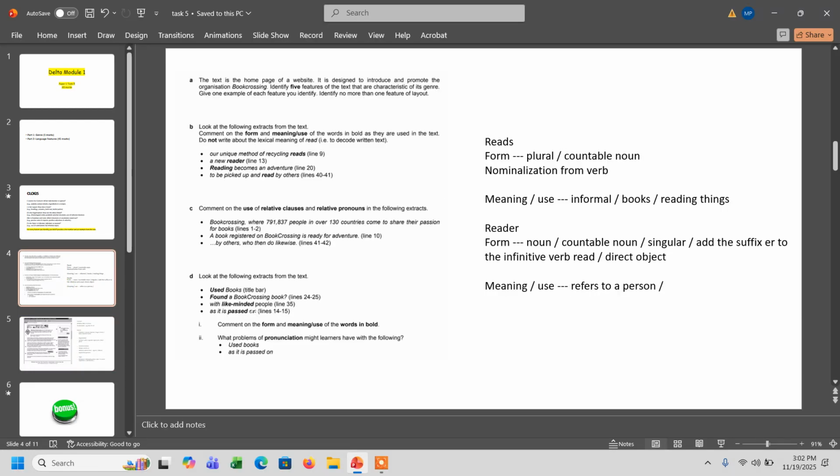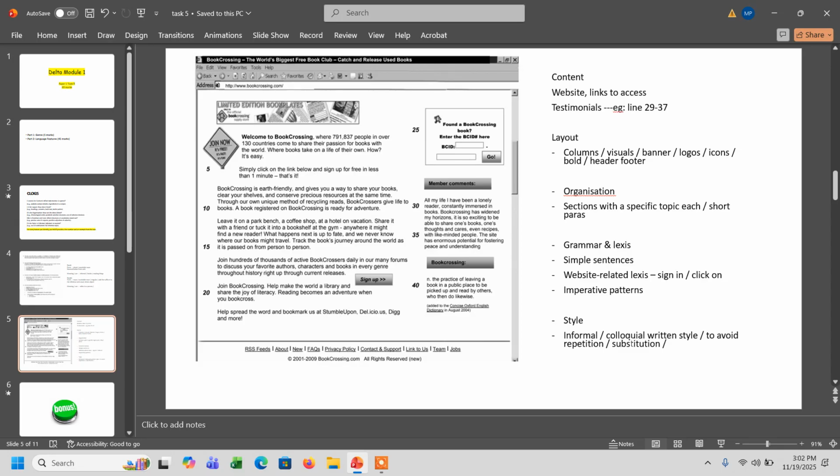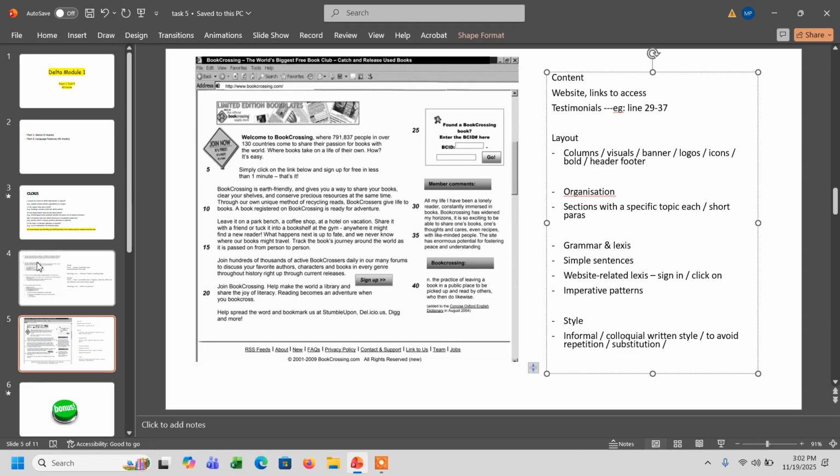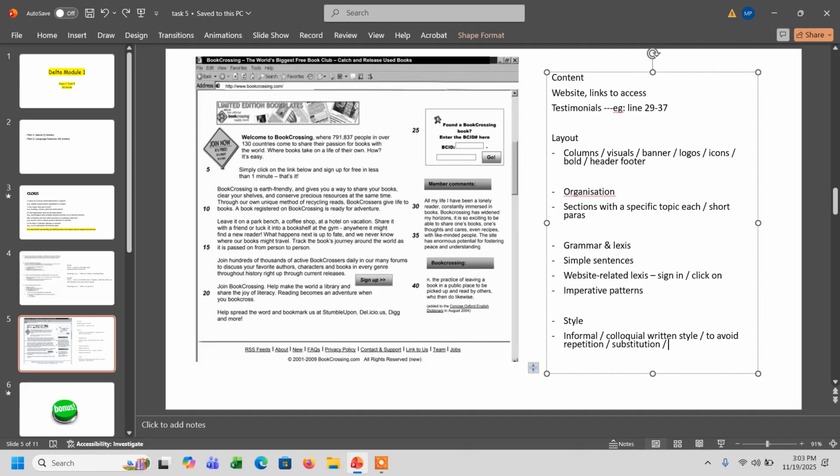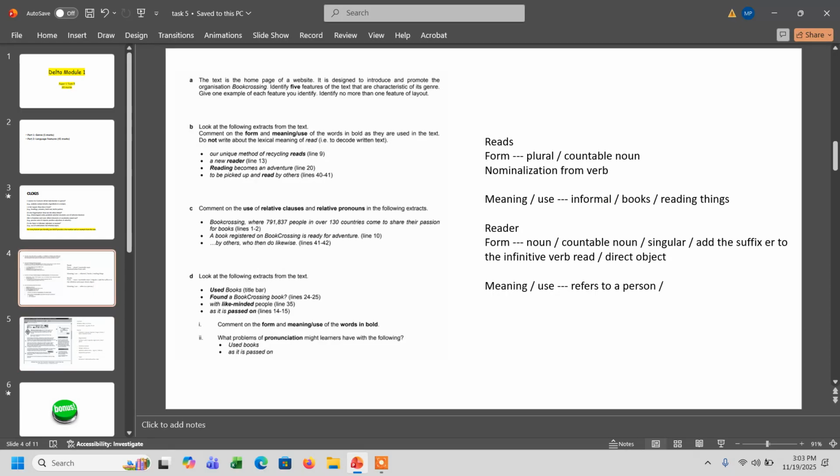Another one is, where is it? Oh, where did I write it down? Sorry. Refer to a person. Oh, I didn't write it down. Refer to a person, and what else? To avoid... Here. Sorry. Your study partner is clumsy sometimes.